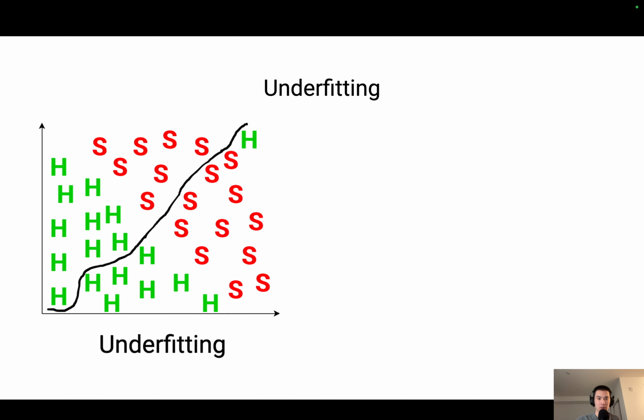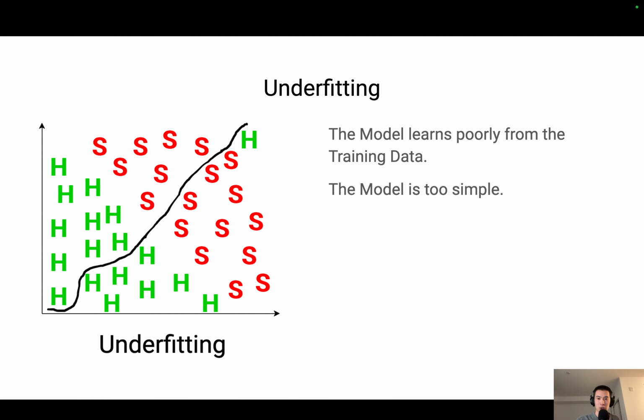So in underfitting, the model learns poorly from the training data, the model is too simple, roughly the same chances or odds as flipping a coin.